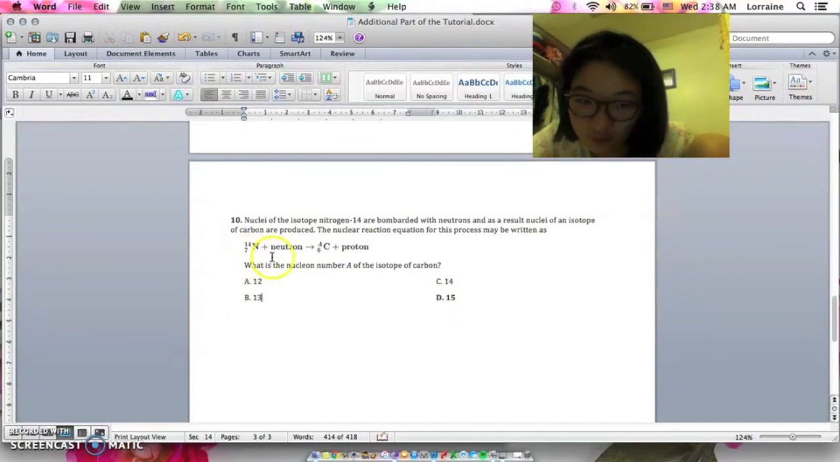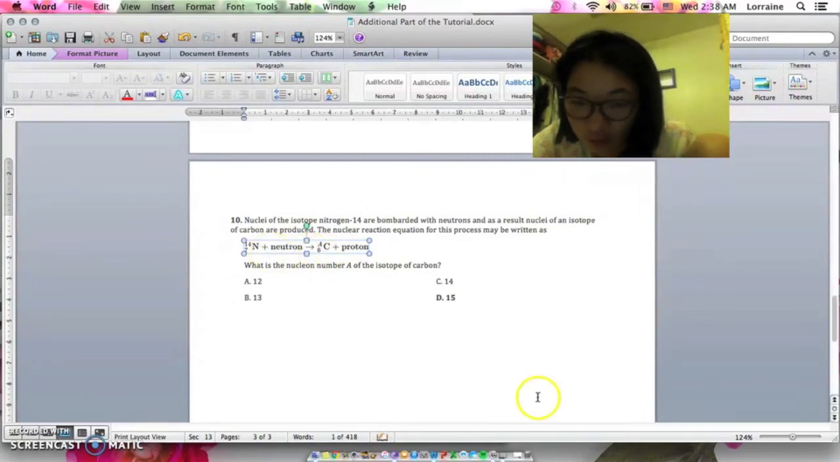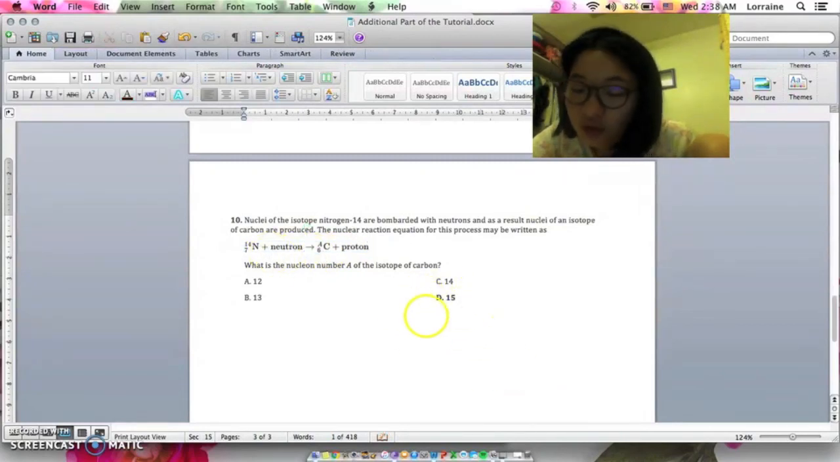Now for the value down here, it's 7 minus the 1 here. That's why it's 6 here, and then 0 here. So that's why my answer is D. Okay.